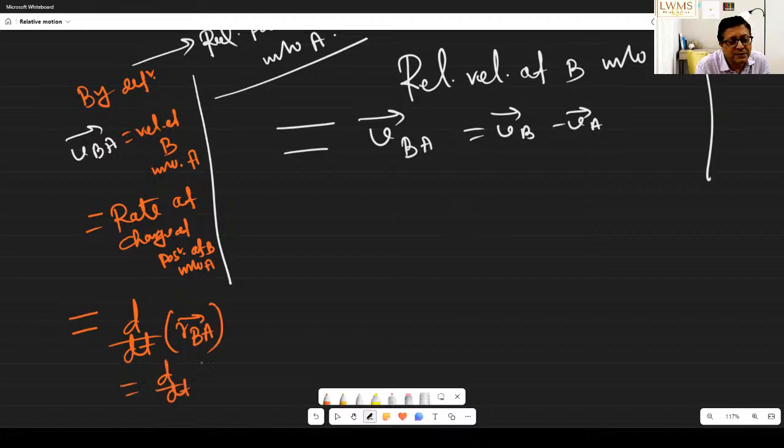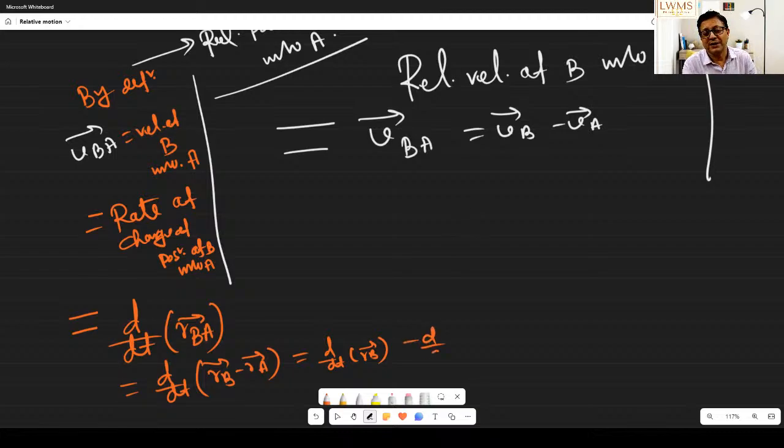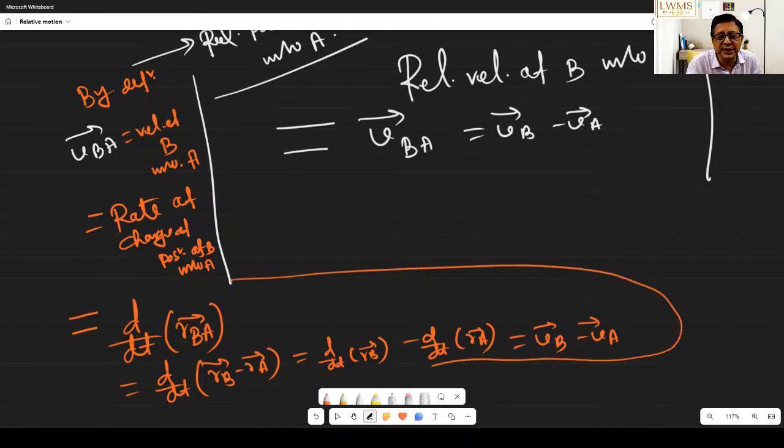d/dt of RB minus RA. So d/dt of RB minus d/dt of RA. This is what? VB minus VA. Clear? If you are interested in proving that also, I did here.